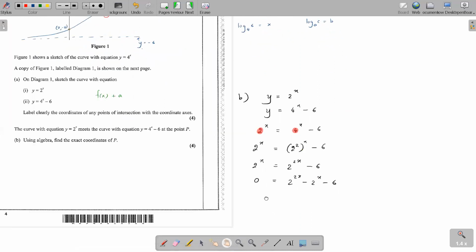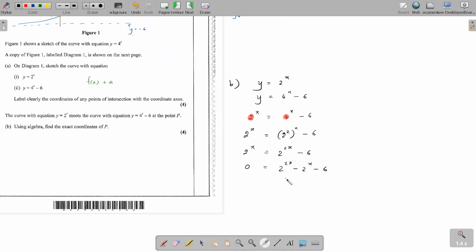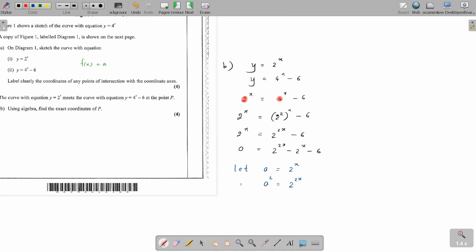So actually, if you look at this, this is a quadratic equation, isn't it? If I say let, don't take x because x is used, use some other letter. Let a be 2 to the power x. You can use any letter you want. Let a equal 2 to the power x, which means 2 to the power of 2x must be a squared, isn't it? So you can simply see there's a simple quadratic equation here: 0 equals a squared minus a minus 6. Can you see? I've replaced it.